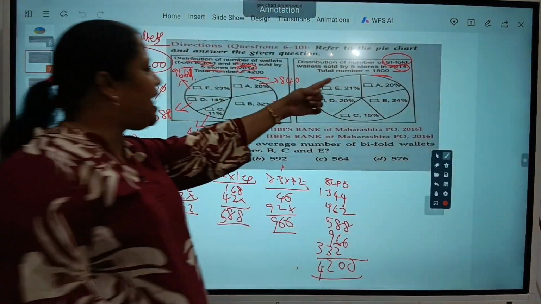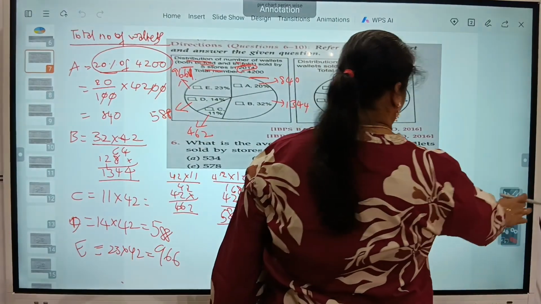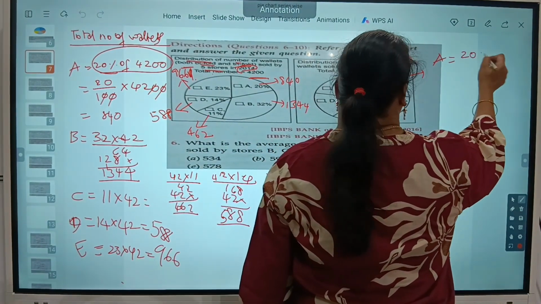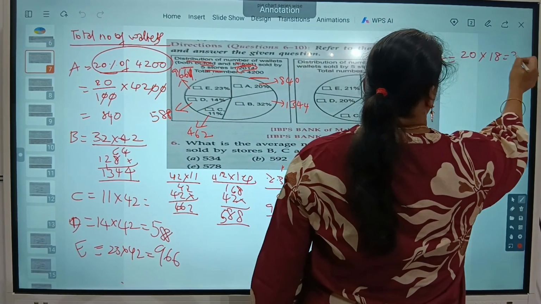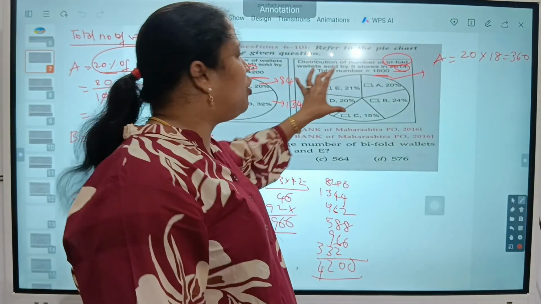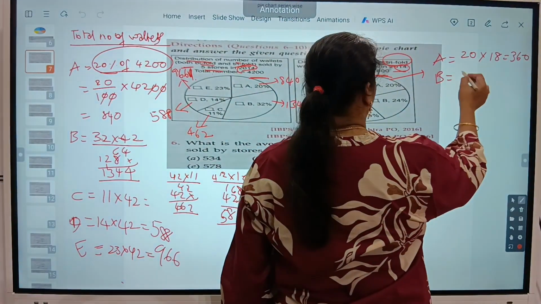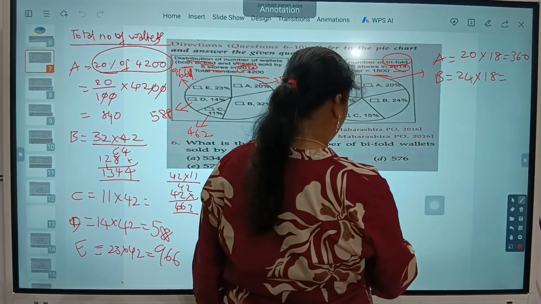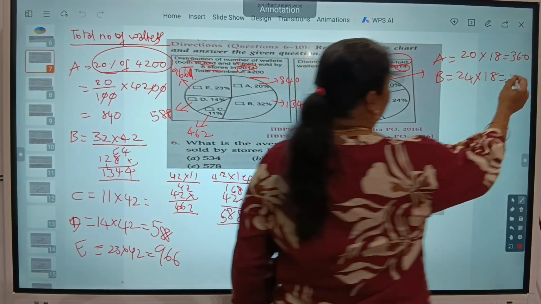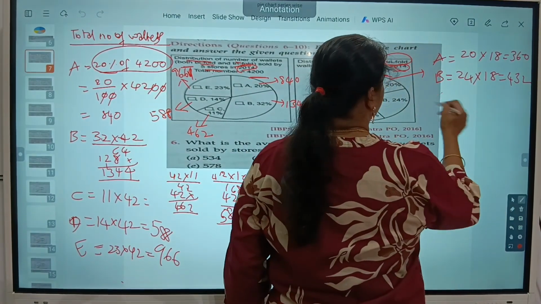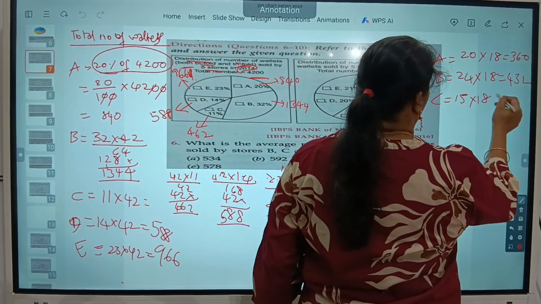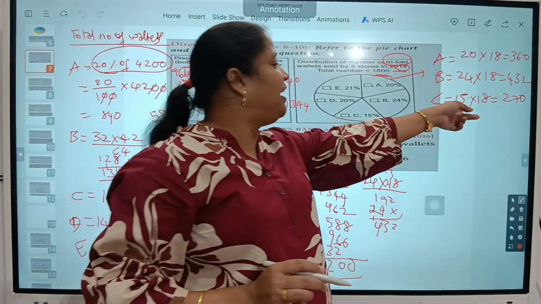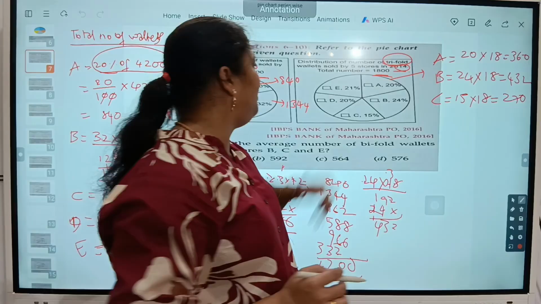Now again we have to calculate the trifold wallets. So A is 20% of 1800, which means 360. Now B is how much? B is equal to 24 into 18, 432. Okay, C is equal to 15 into 18, which means 270. 18 10 ja 180, 18 5 ja 90. 180 plus 90 we will do.